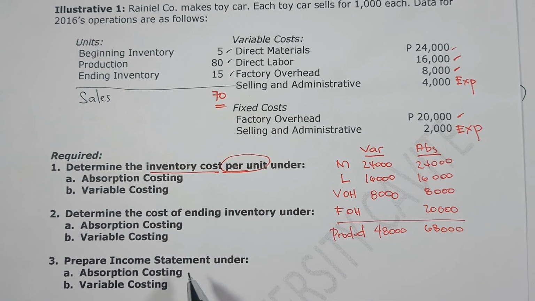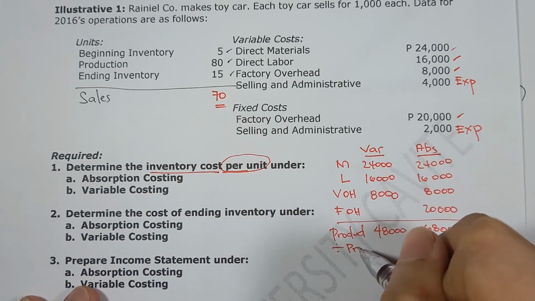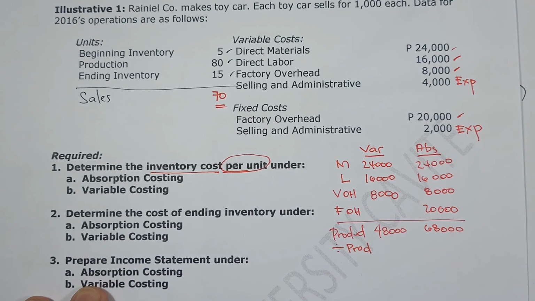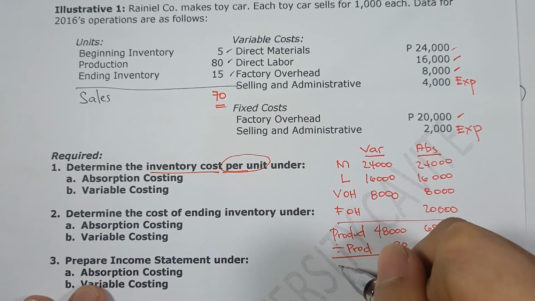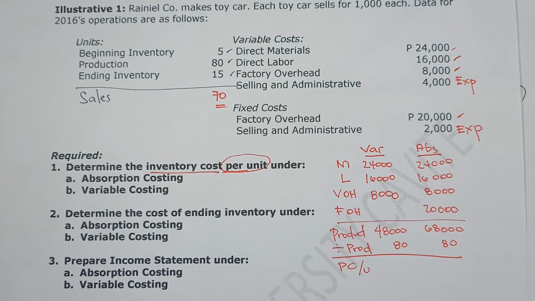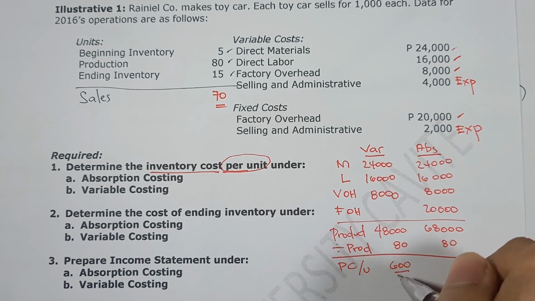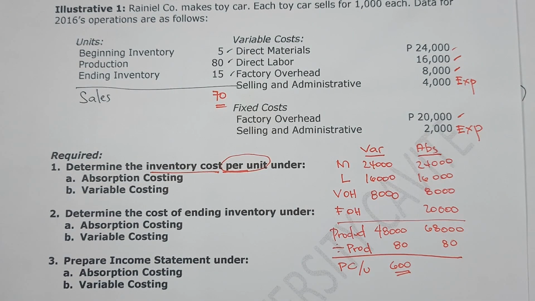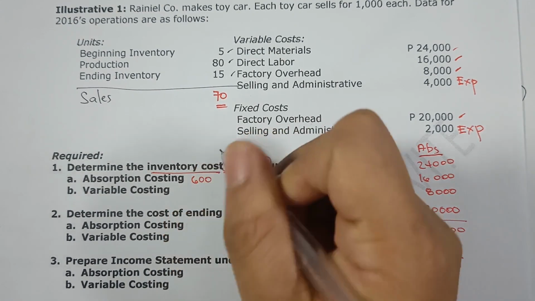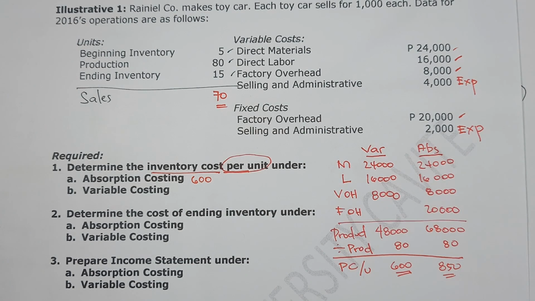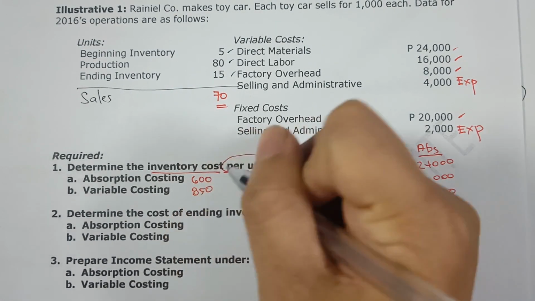Once again, ang tinatanong is yung product cost or inventory cost per unit. So, i-divide natin yan sa number of units produced. Nakapag-produce tayo ng 80 units. So, divided by 80. So the product cost now per unit will be equal to 48,000 divided by 80, or under variable costing, that's equal to 600 pesos. While under absorption costing, this is equal to 68,000 divided by 80, or this is equal to 850 pesos. So requirement number 1, letter A, 600 pesos is our final answer. Then requirement number 1, letter B, 850 pesos is our final answer.